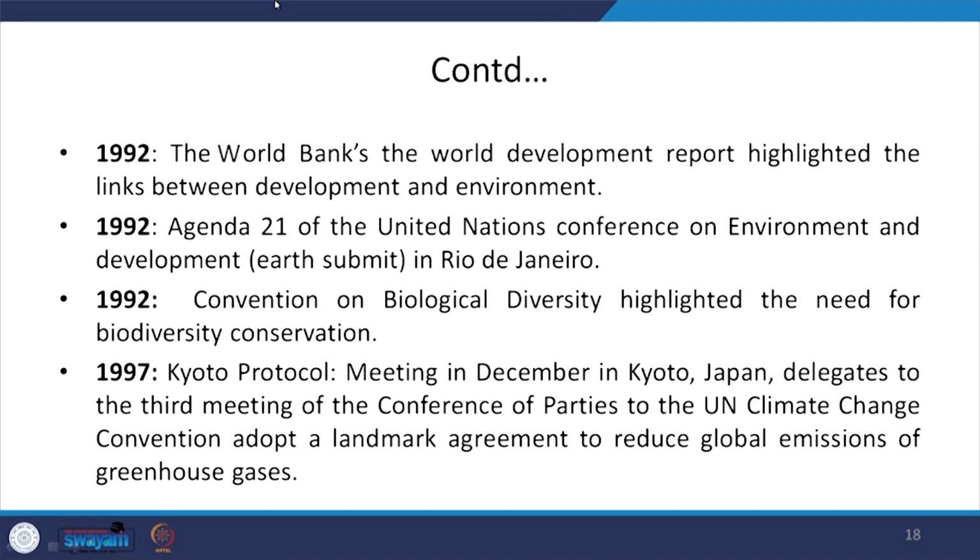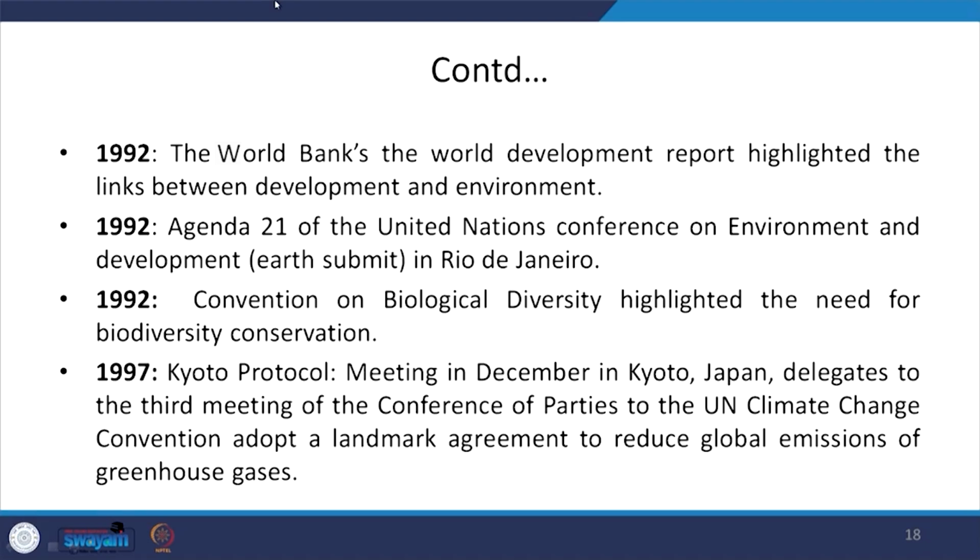Then in 1992 the World Bank for the first time in its World Development Report focused on the relationship between economic development and environment. In the same year, 1992, Agenda 21 of the United Nations Conference on Environment and Development, also called the Earth Summit, in Rio de Janeiro, was held. Same year the Convention on Biological Diversity also highlighted the need for biodiversity conservation.